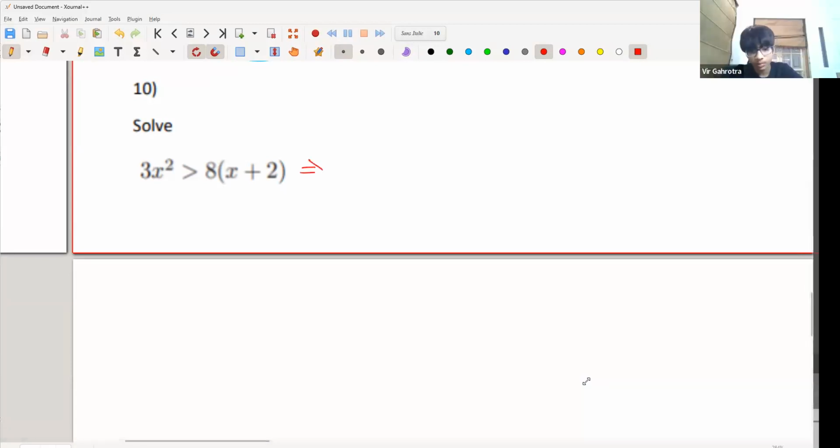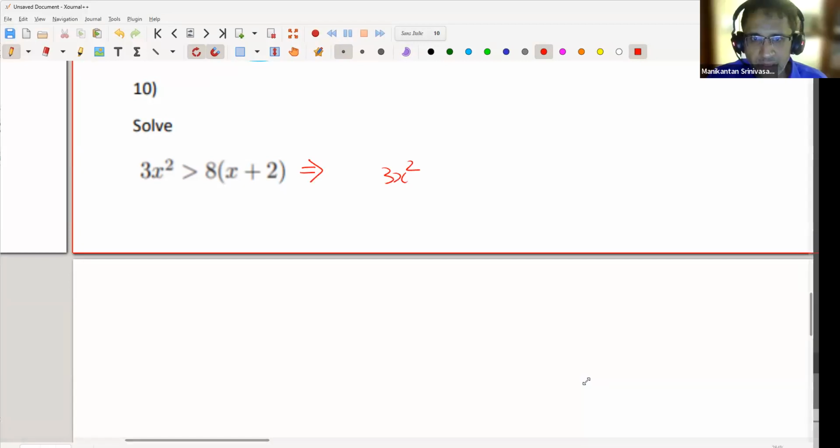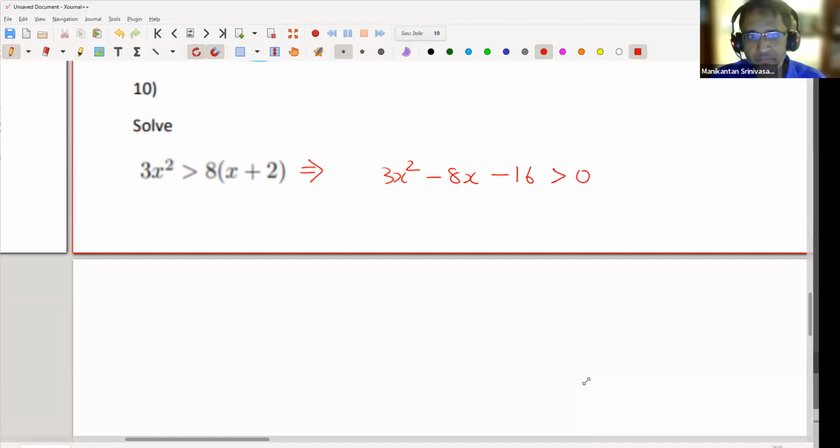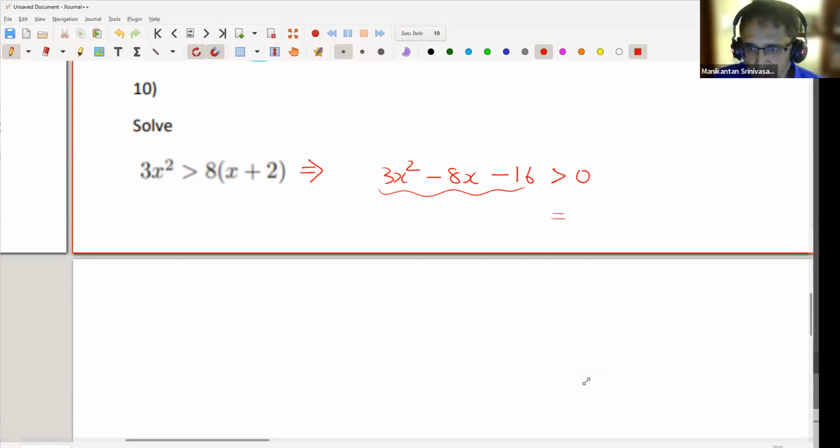Okay, so this would be 3x square minus 8x minus 16 is greater than 0. So this is the quadratic. Now, this is an upward going quadratic, right? So let's suppose it were equal to 0. So suppose this is equal to 0, not greater than 0. Then where would it cut the x-axis?